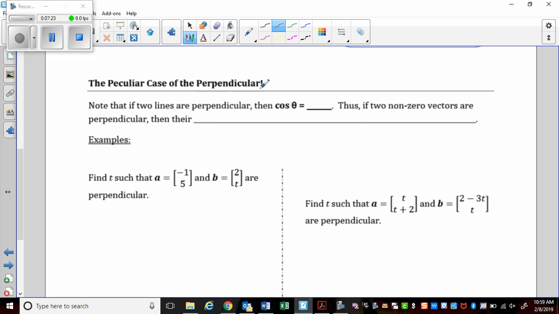Particular case of the perpendicular. So note that 2 lines are perpendicular. They're gonna ask you this a lot. When cosine of theta is 0. Thus, if 2 non-zero vectors are perpendicular, then we only can have 0 when the numerator is 0. So when we say the numerator is the dot product, so when the dot product equals 0.